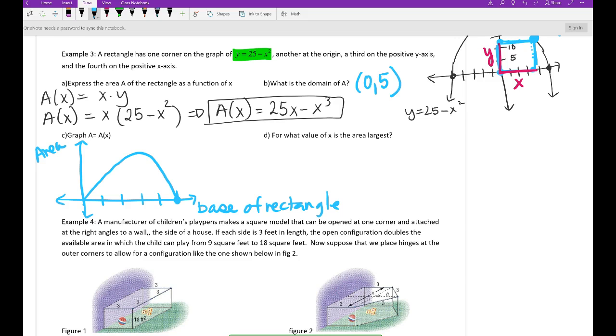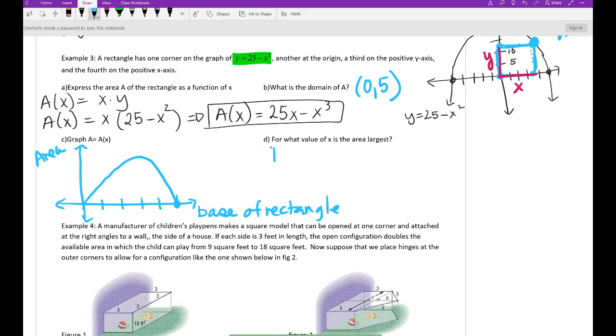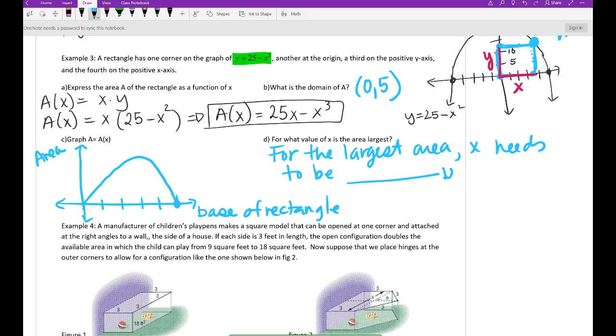D says what? Maximum. We did minimum, now we do maximum. Okay, you go for it. I'll just write the answer. For the largest area, x needs to be blank units. Okay, you fill in the blank.